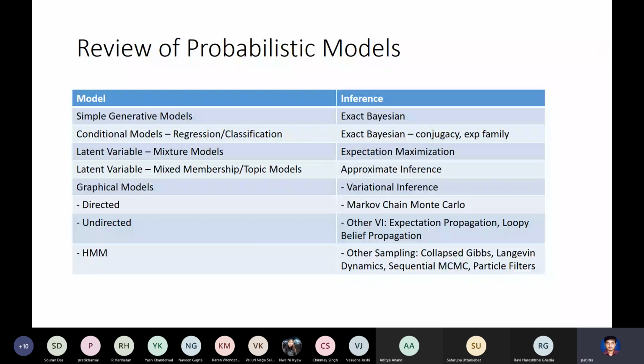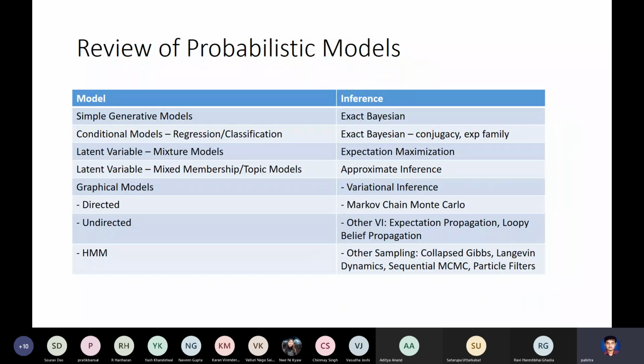So in the simple generative model, you don't distinguish between the variables; everything is observed. And then there's a conditional model where some of the variables are observed and some are not observed, and you want to find the posterior predictive of one given the other, y given x. So regression and classification are typical examples of this kind of conditional model.